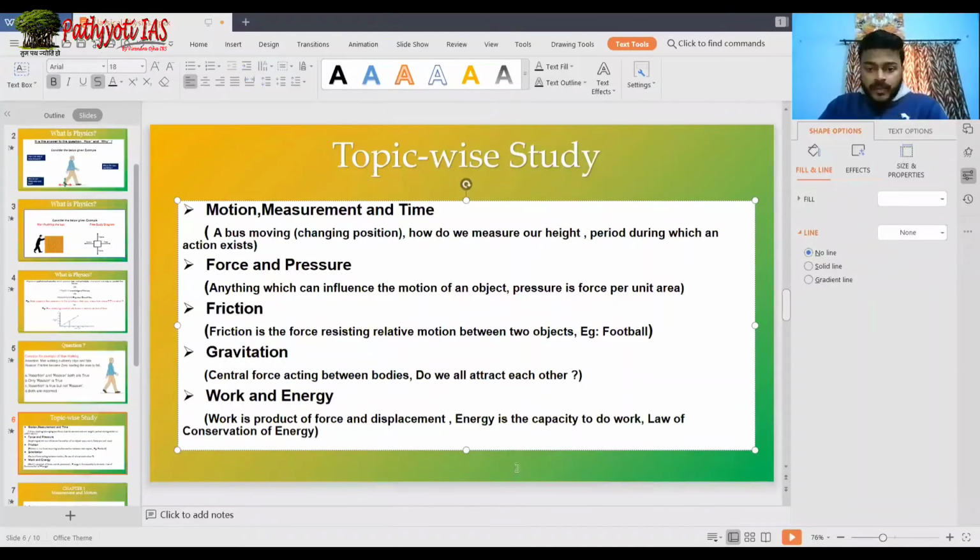So, shall I move further? Is the concept of work clear for now? It's just a basic knowledge which I have told here. Angle of movement. Okay, we'll cover it.